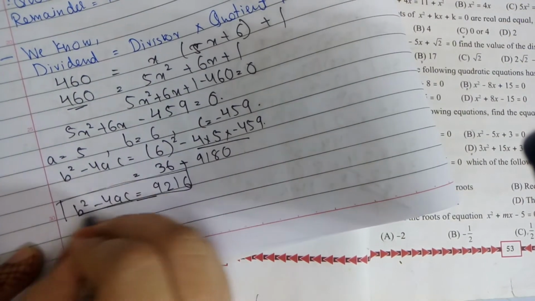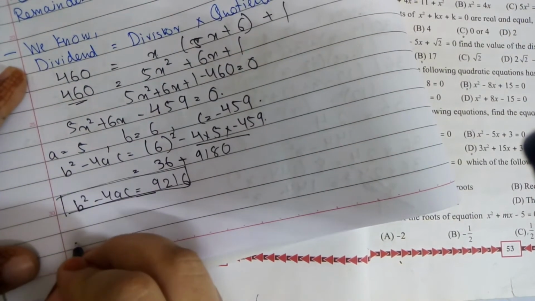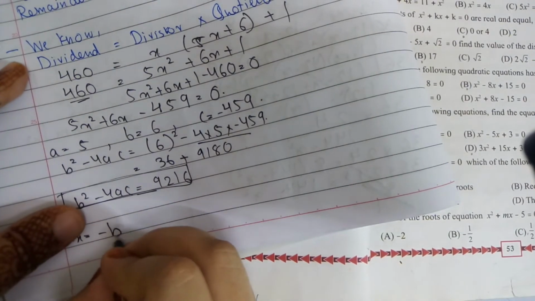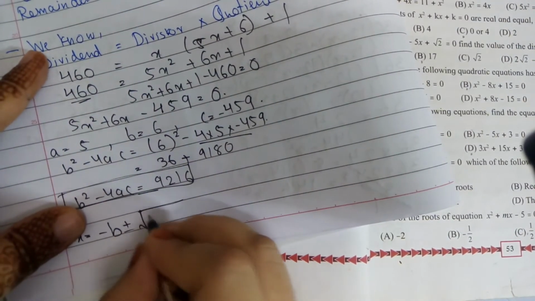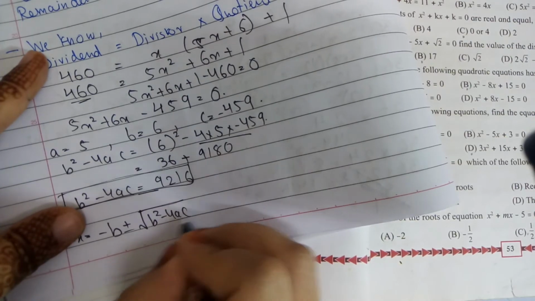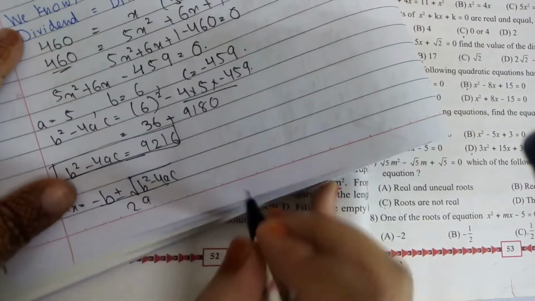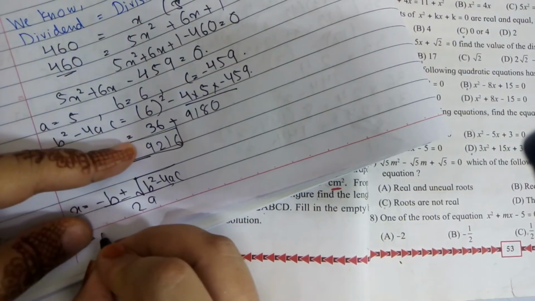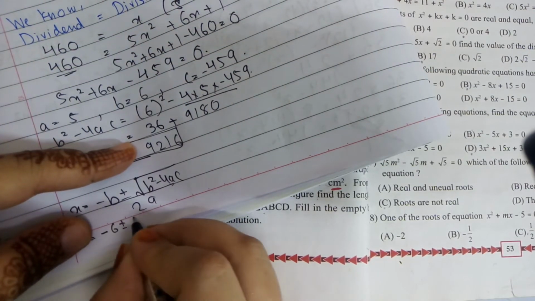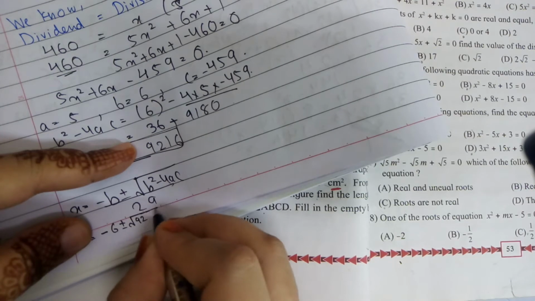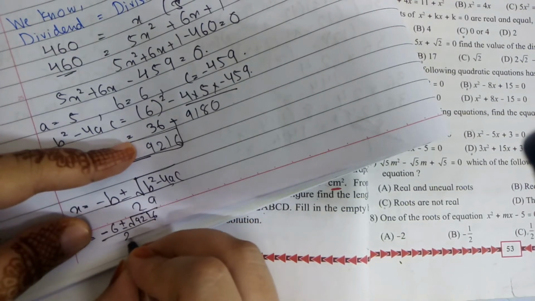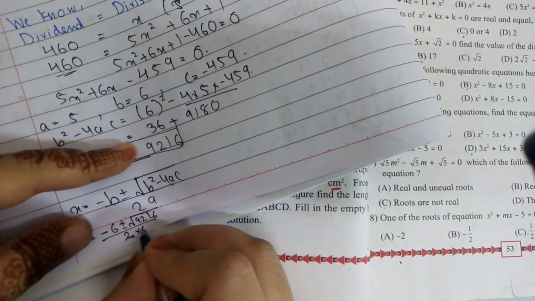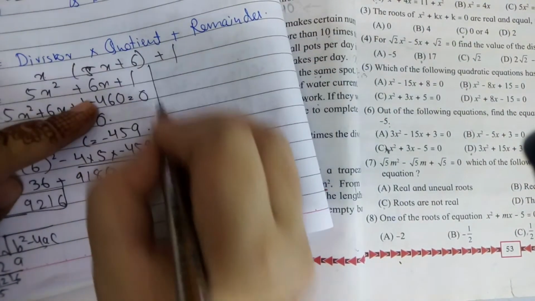Alright, now let's write the formula. It is x is equal to minus b plus or minus square root of b square minus 4ac divided by 2a. Let's put in the values. That is, the value of minus b will be minus 6 plus minus square root of 9216 divided by 2 times the value of a, which is 5. Alright, so I am solving here.